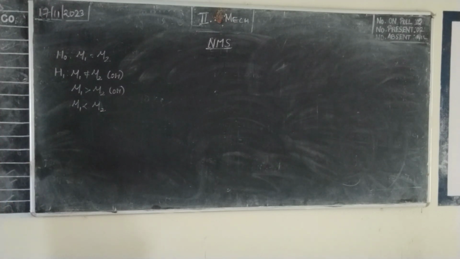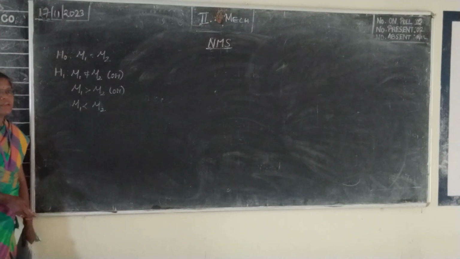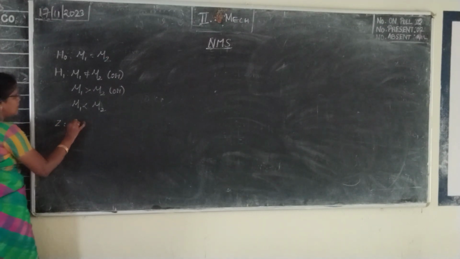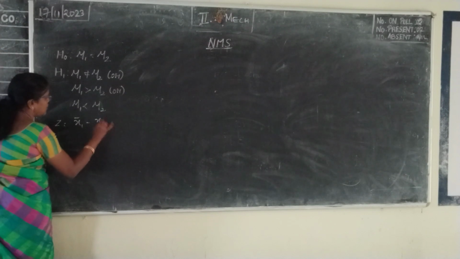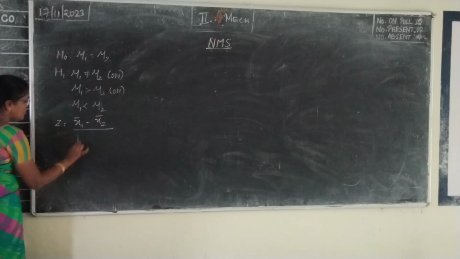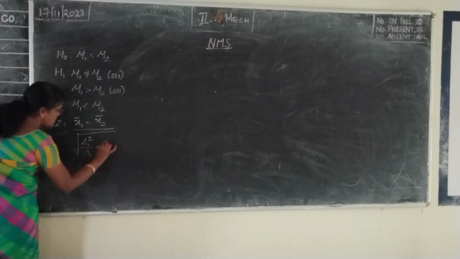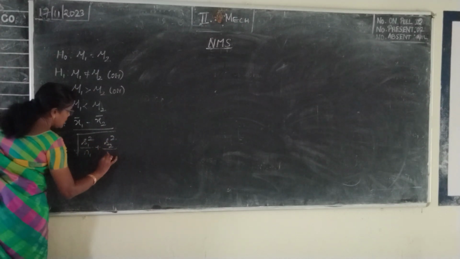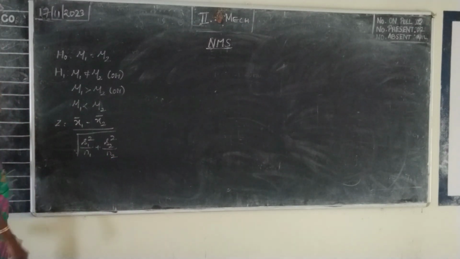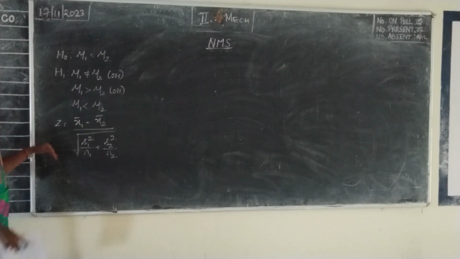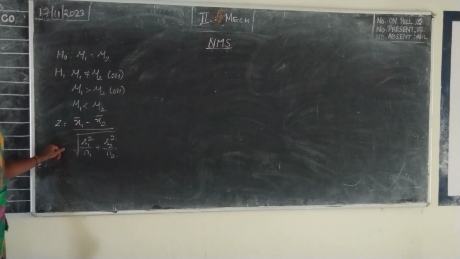Write a formula. The test statistic is Z equal to x1 bar minus x2 bar divided by square root of s1 square by n1 plus s2 square by n2. This is the formula for difference of means, large sample.